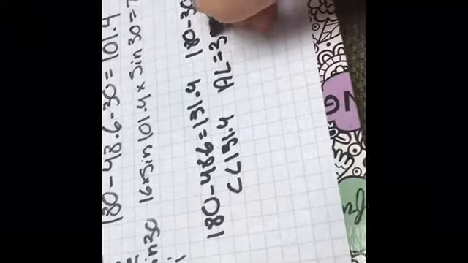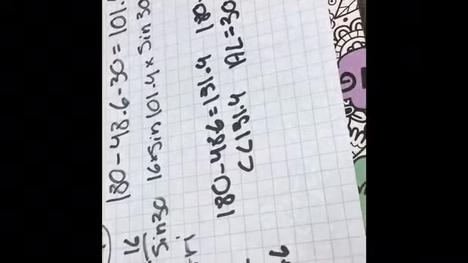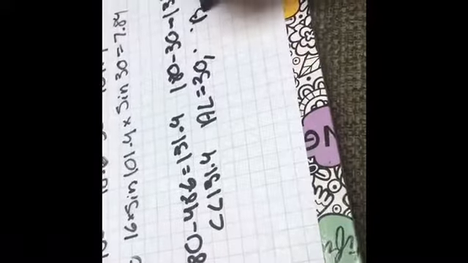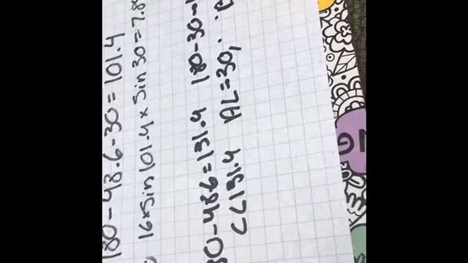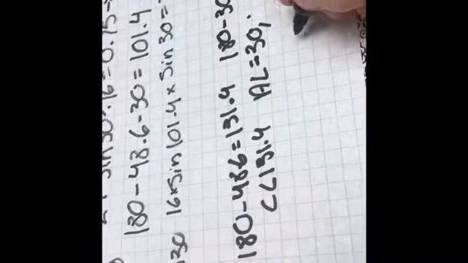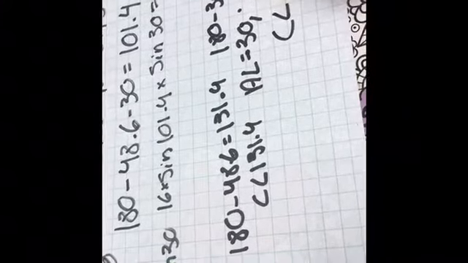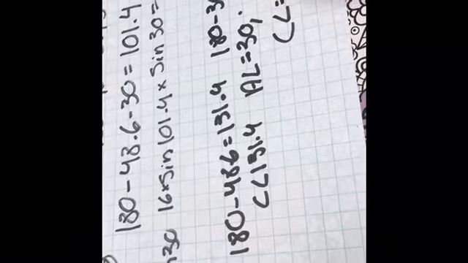So now if we write it here, our A angle equals 30. We'll leave room for our side. Our B angle equals 18.6. Leave room for the side. And our C angle equals 131.4. Last thing we're going to do is figure out our sides.